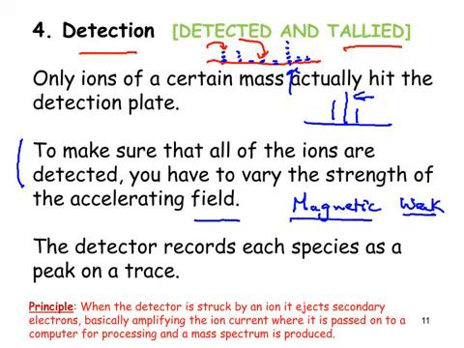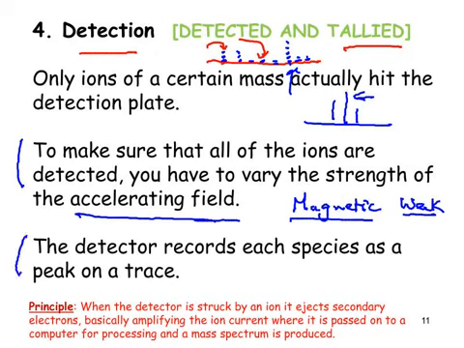What one could do as an alternative, instead of keeping the electric field constant and varying the magnetic field, you could do it the other way around. You could keep the magnetic field constant and change the strength of the electric field, which is in effect changing the speed or acceleration of the positive ions.